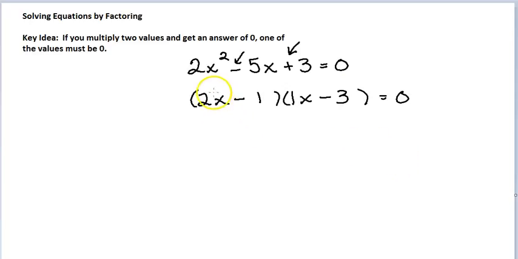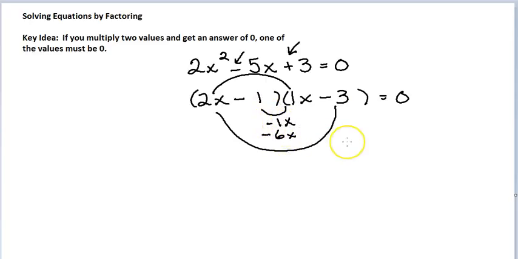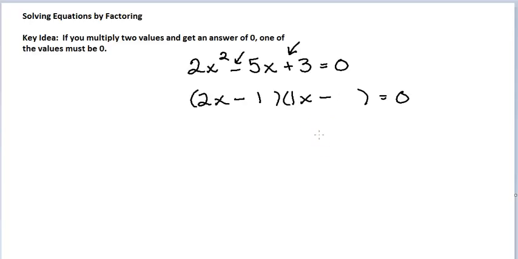So when I remultiply this, the 2x times the 1x gets me 2x squared. That checks out. This gets me, when I multiply 2x times negative 3, negative 6x. This gets me negative 1x. When I put those together, I get negative 7x, and that's not what I had here. I had a negative 5x. So that means I have not factored correctly. I need to go back to the drawing board and try again.